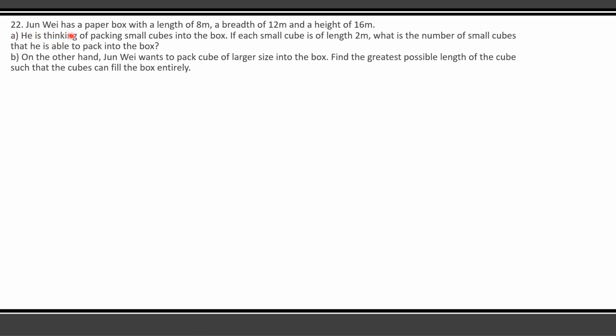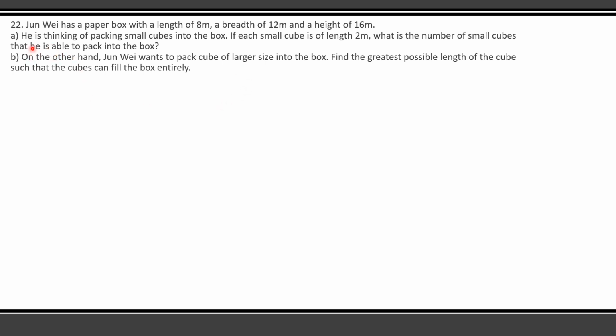Jun Wei has a paper box with a length of 8 meters, a breadth of 12 meters and a height of 16 meters, right? Jun Wei has a box which has a length of 8 meters, a breadth of 12 meters and a height of 16 meters. And that box is basically a cuboid, right? Because the length, the breadth and the heights are different. So that means it is basically a cuboid.